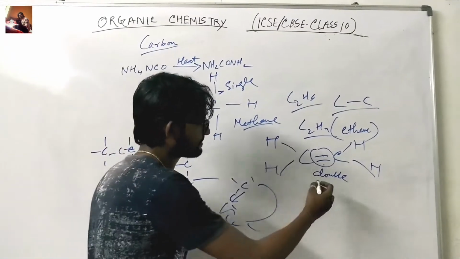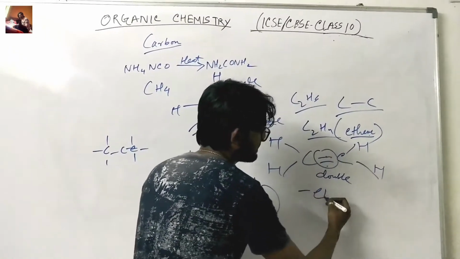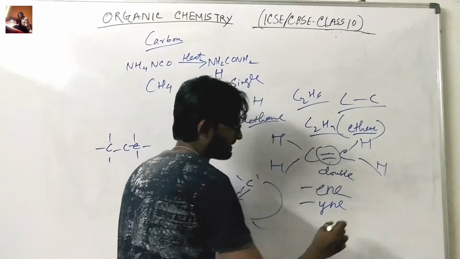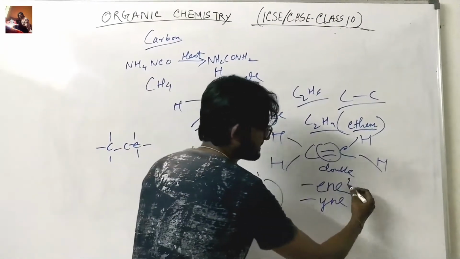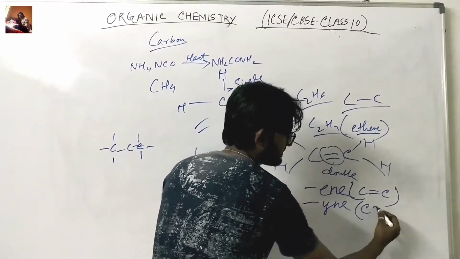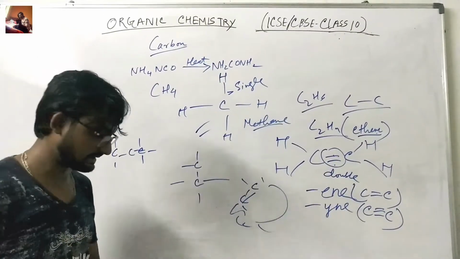So alkene, I told you, ethene. Alkene is one suffix, and yne is another suffix. In the case of alkene, it is a double bond between C and C, and yne is a C triple bond to C. So one valency is remaining, just for the C.